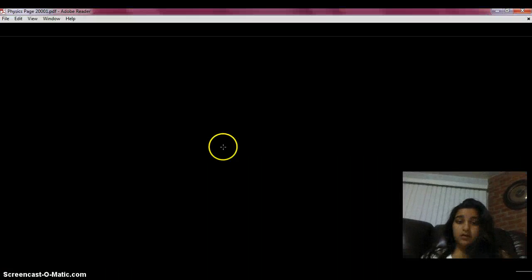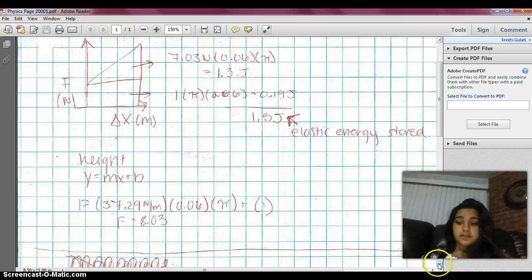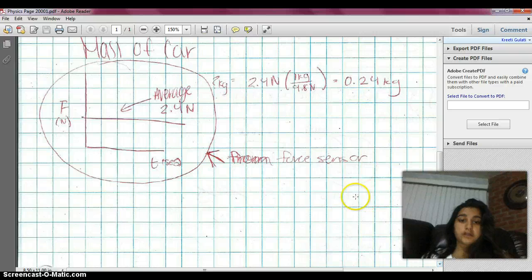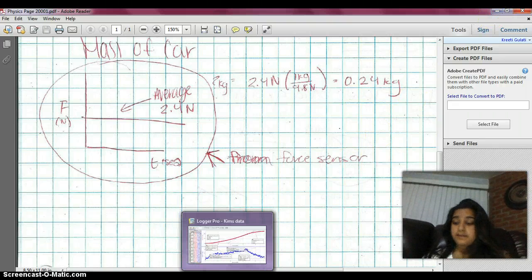now we have to talk about the mass of the car so we can solve for stuff. So we had to convert to kg, and this is how it looked, and we found the mean, or the average, which is 2.4, so 1 kg equals 9.8 newtons. So our answer was 0.24. That's how we found the mass.